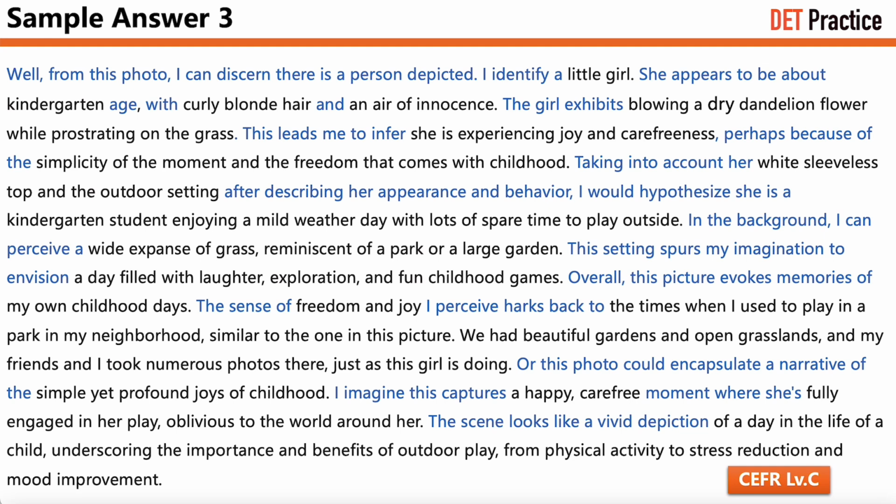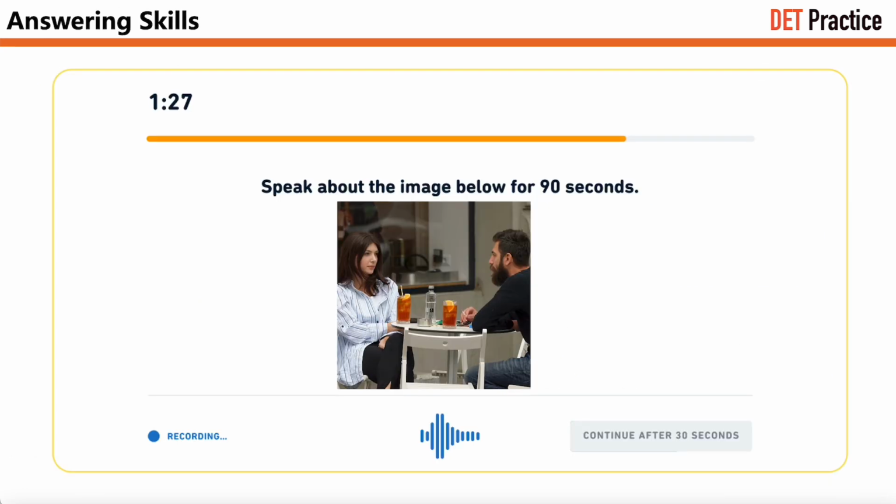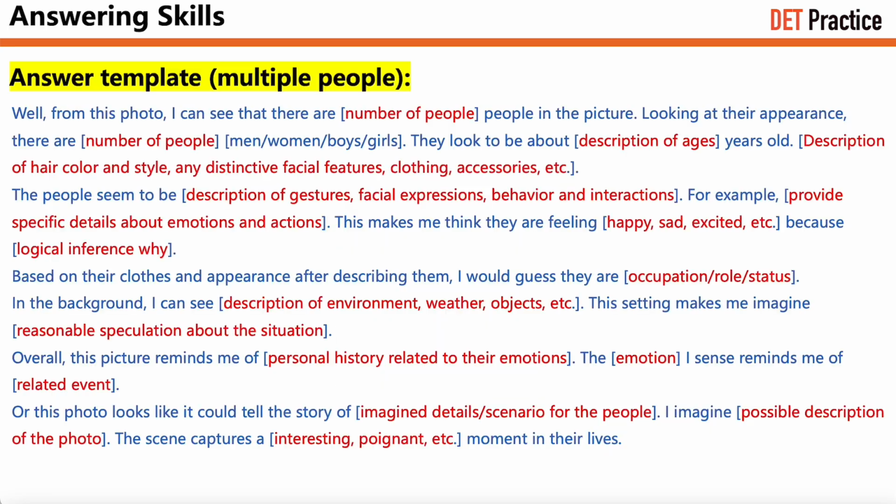All right, let's look at the next question. This is a multi-person image question. We can see two people conversing. Let's first learn a template sentence suitable for answering multi-person image questions. You can pause this video to take a screenshot to save this template sentence.